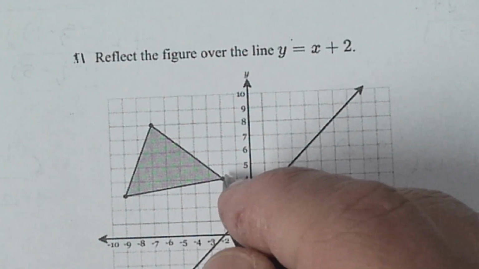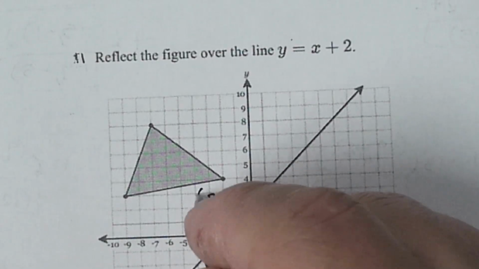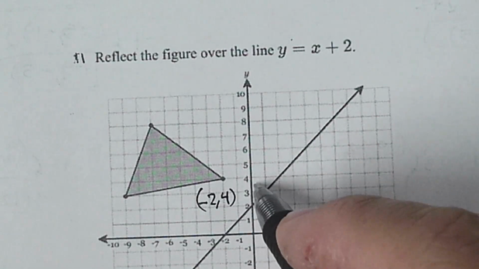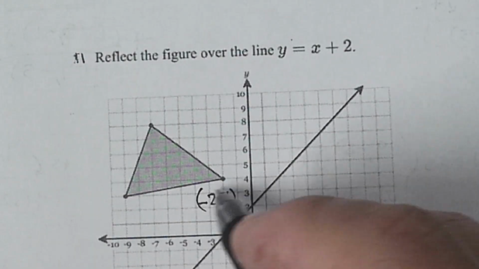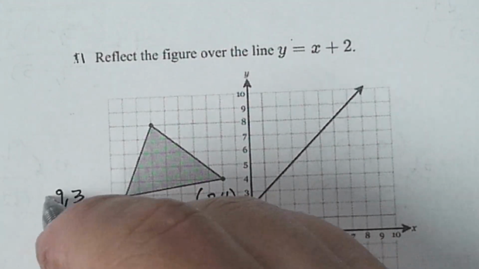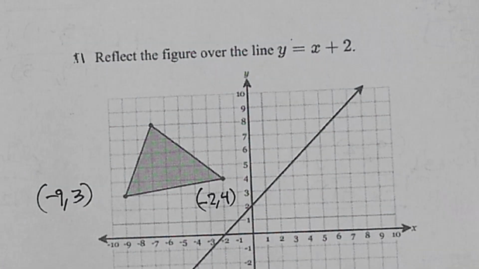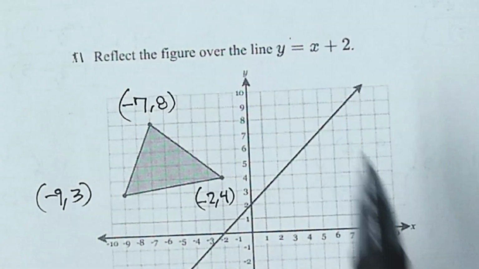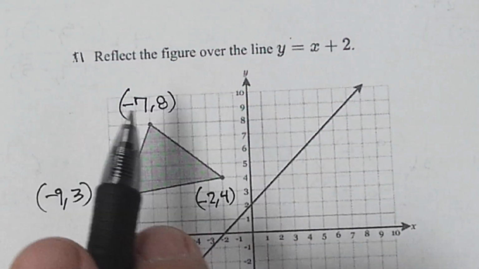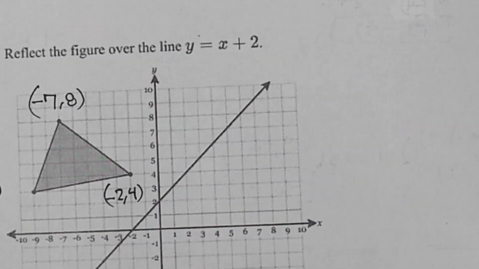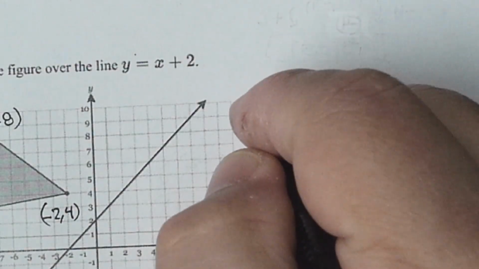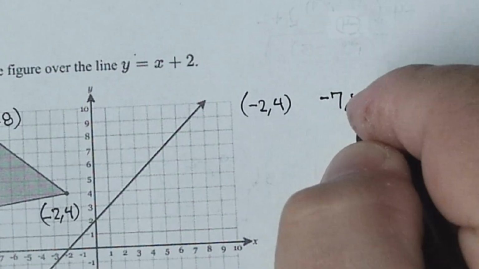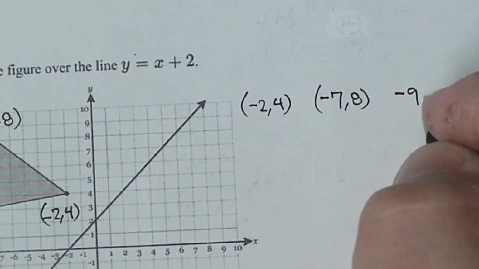This coordinate point is negative 2 comma 4. Then over here, we have negative 9 comma 3. And then up here we have negative 7 comma 8. So those are my coordinate points for these three. I'm going to go ahead and do the side work over here. So we had negative 2 comma 4, negative 7 comma 8, and negative 9 comma 3.